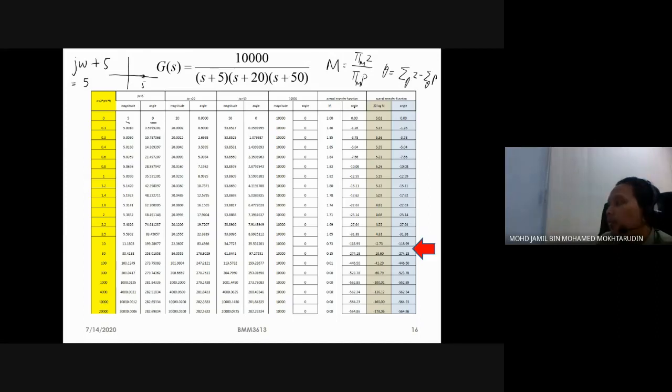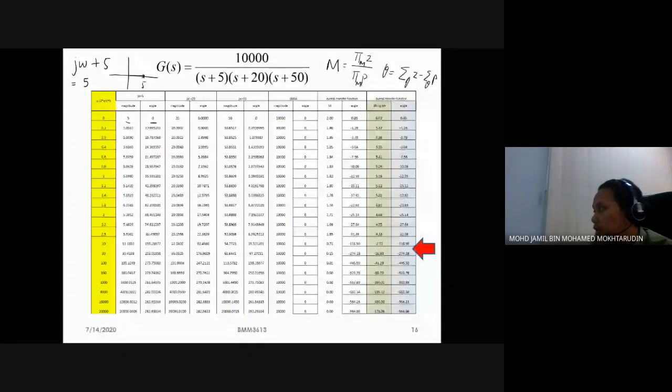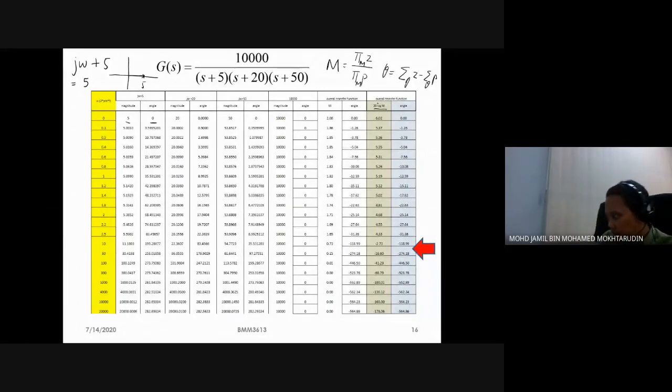And then after you find the overall transfer function, you need to convert the magnitude into decibel. So you use 20 log m, and you get 6.02. This is the value that you want to plot later in your Bode plot. Then repeat the process for different omega. Okay, so you use omega equals 0.1 and then find the magnitude and angle for all of the poles and zeros, and then find the overall transfer function and then in terms of decibel.